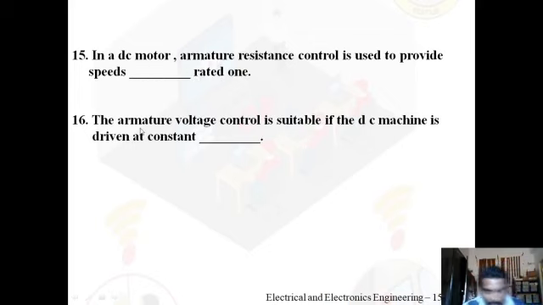The next question: the armature voltage control is suitable if the DC machine is driven at constant power. The armature voltage control is suitable if the DC machine is driven at constant power.